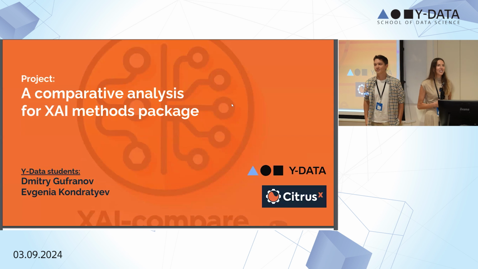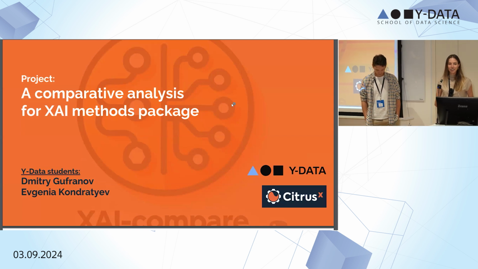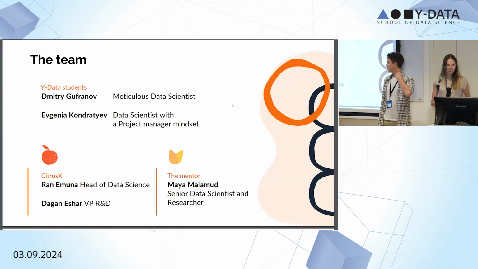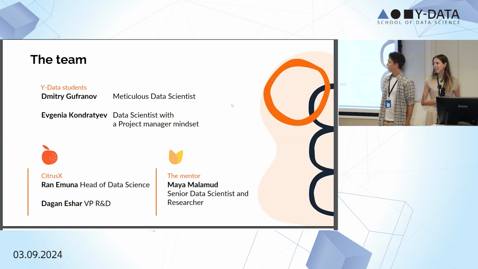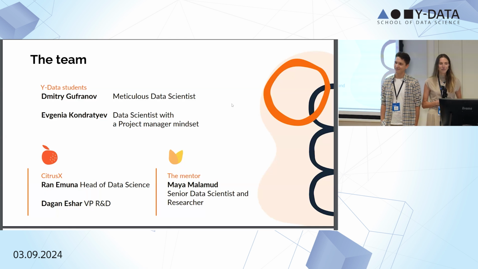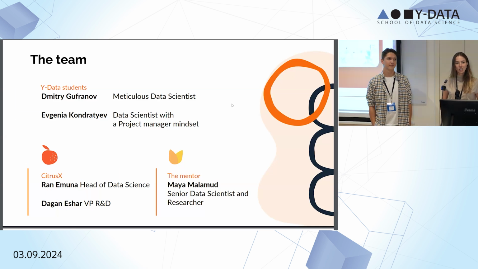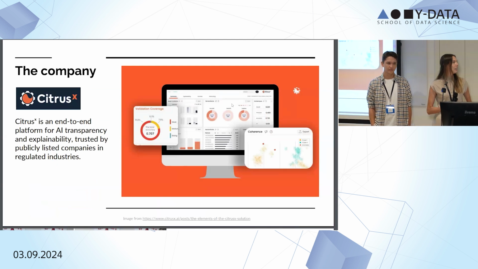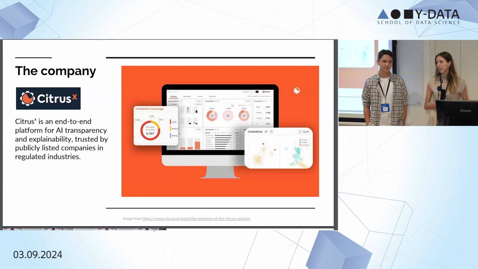And today we are presenting the results of our project, a comparative analysis for explainable AI method package. This project is a collaborative effort involving our inspiring mentor Maya Malamud and supportive company representatives Rana Moon and Dagana Shar. The company is called Citrus, and it developed a platform for AI transparency and explainability. In other words, it explains model decisions in a user-friendly manner.